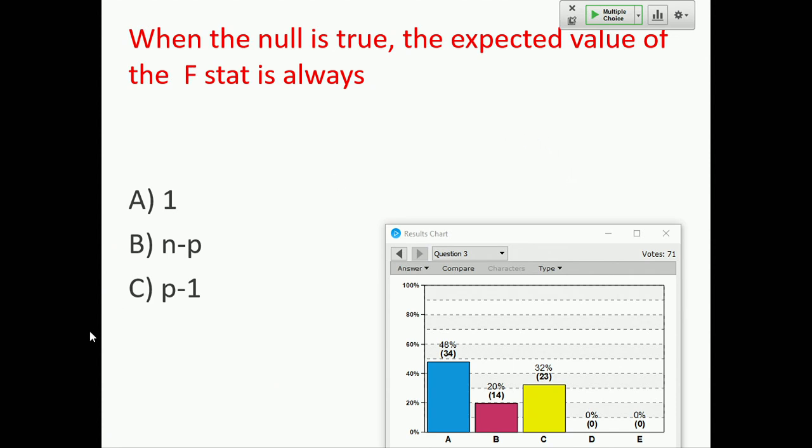Oh, no. That's for the chi-squared. The F, remember, is centered at 1. The F has expected value 1 always. Okay? P minus 1 would be for the chi-square, its degrees of freedom. Okay, we're talking about the F. Now let's go back to the document camera.